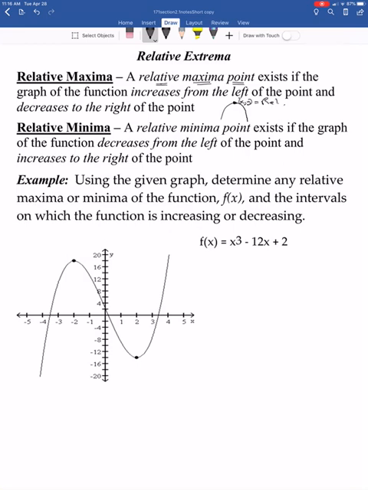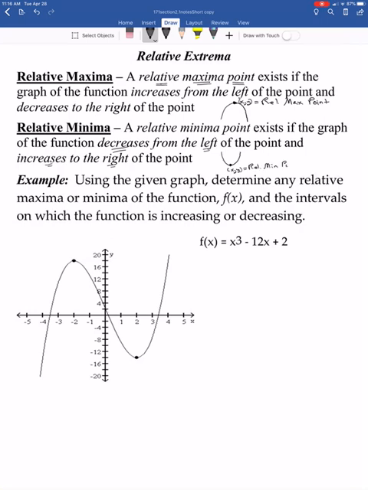At that point, that graph changes. From the left of that point, it's going up. To the right, it's going down. Right? There's an example of what that looks like. Now, in a relative minima, we have the opposite behavior. Decreases from the left and increases to the right. So you have that sort of U shape going on in your graph. You have a turning point where it turns from decrease to increase. So this is what we call a relative min point.